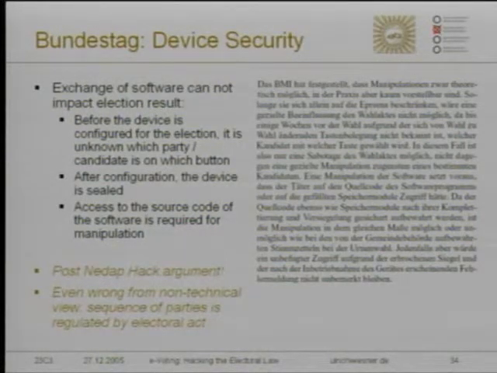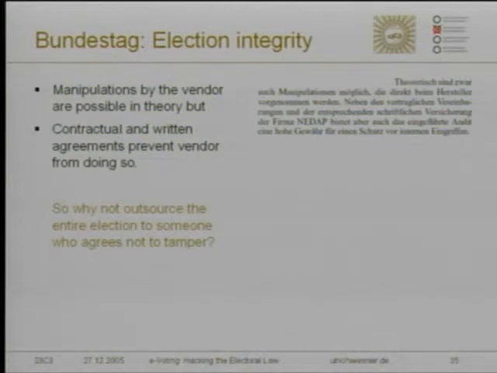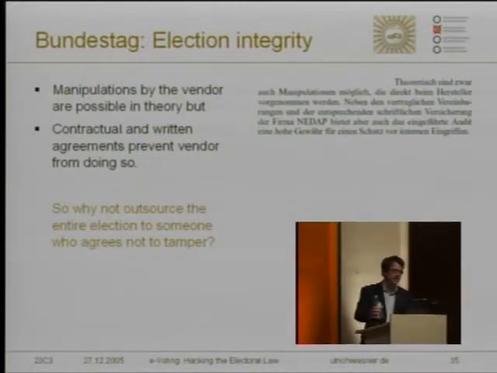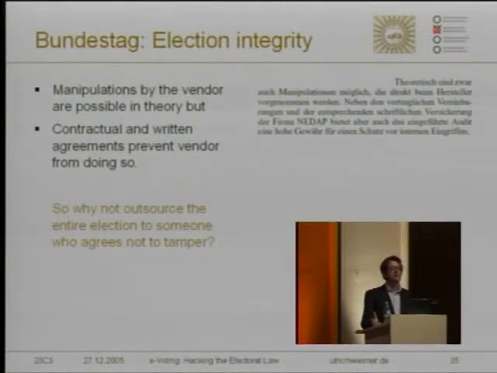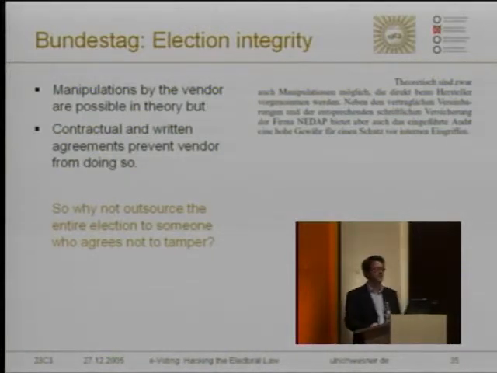Now, if you attend the next talk by Rob, you will learn more about the technical aspects of this argument. It's crap, and they didn't hesitate a second to put that crap into their official statement. The Bundestag on election integrity: they say the manipulations could probably be done by the vendor, but that can't happen because the vendor is contractually and in writing bound to not doing so. So tampering can't occur because it's forbidden. So with that argument, you could even outsource elections to anybody who just in writing confirms that he wouldn't tamper.